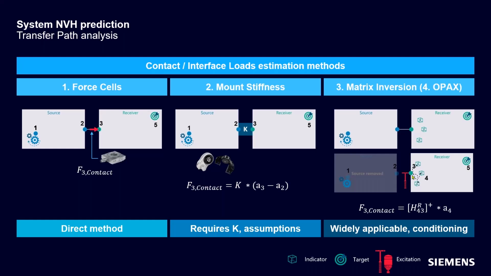So these are A over Fs from this connection point to 3, 4, and 5. And then we would invert that, so we'd have F over A, or force over acceleration, multiply that by our operational A, and then we should be able to derive a force. Okay, so that's traditional TPA. That's matrix inversion. It's a very popular method.